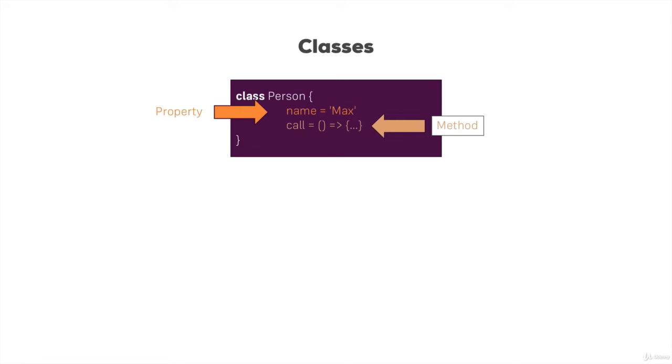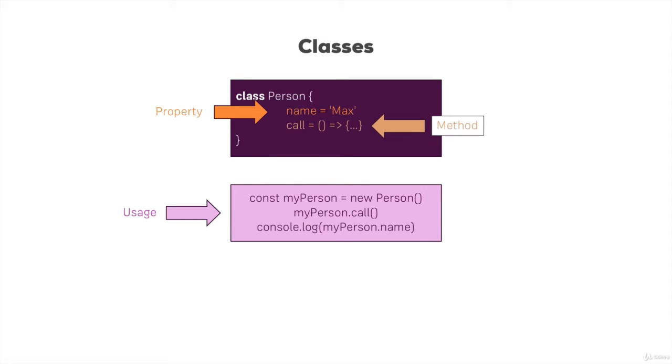We'll use both in this course, and I will obviously always explain what we're doing here when we add such a property or method. A class is instantiated like this with the new keyword. And this might of course look familiar to you if you worked a bit with JavaScript. You might know this from constructor functions. And indeed, classes are kind of a more convenient way of creating constructor functions.